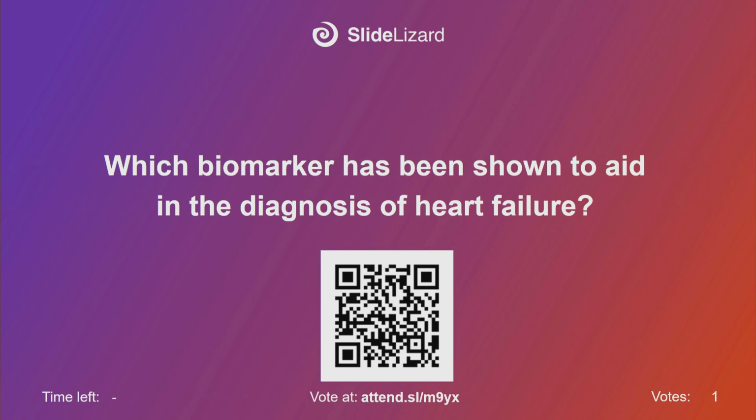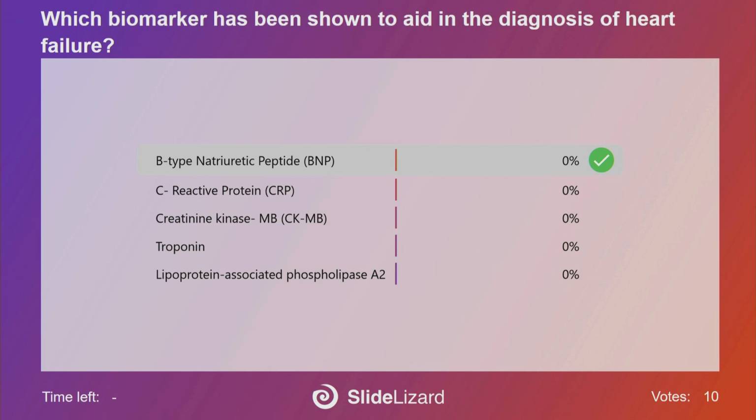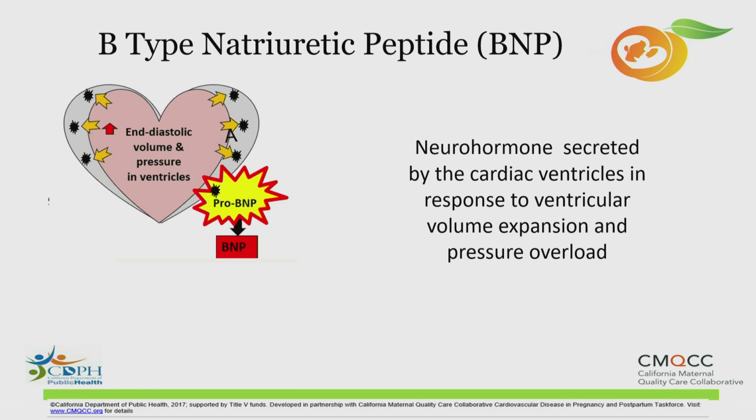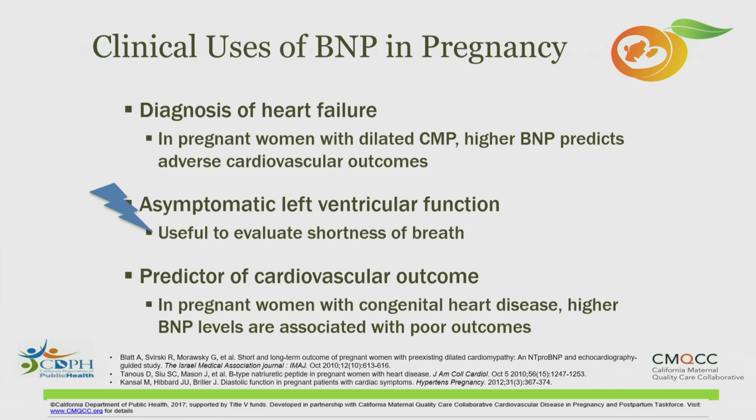All right, so which biomarker has been shown to aid in the diagnosis of heart failure? All right, so BNP. BNP is a neurohormone secreted by the ventricles in response to volume expansion and pressure overload. It's really useful in pregnancy to help with the diagnosis of heart failure. With dilated cardiomyopathy, a higher BNP predicts cardiovascular outcomes. It helps with evaluating shortness of breath and left ventricular function.